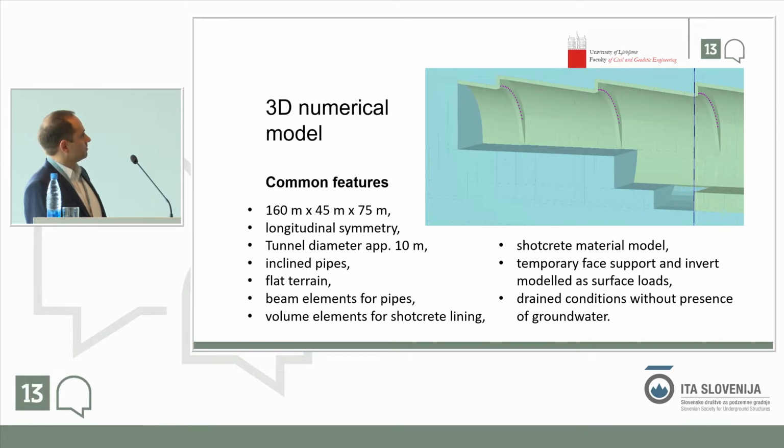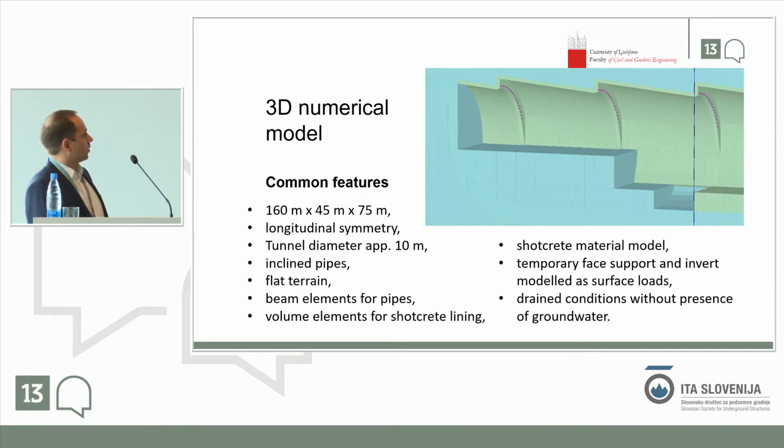So for obvious reasons, we adopted the longitudinal symmetry. The size of the tunnel in cross-section is a typical two-lane tunnel with approximately 10-meter diameter. We used inclined pipes, which is normally used in practice. And because of this decision, we weren't able to use the conventional tunnel designer, which is installed in Plaxis. So we needed to devise a different strategy.